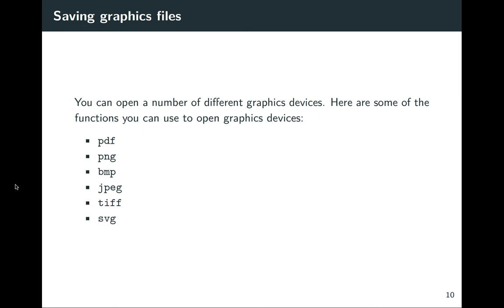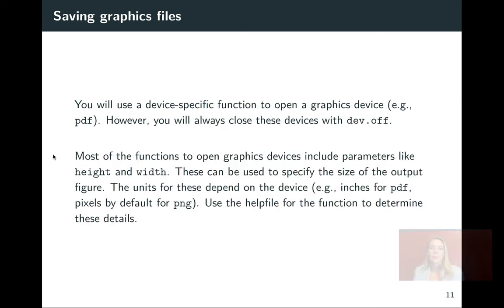So I mentioned that there are a number of different devices that you can open in terms of the graphic device where you write and create the file. And it's going to depend on what file type you want. So if you want a PDF file, you'll use PDF just like I was showing. If you want a PNG, you use PNG, and so on. So there are a number of different ones for that. Regardless of which one you use to open up your device, though, you always use dev.off to close it. It doesn't matter which one you open with, you always use that same one to close the device.